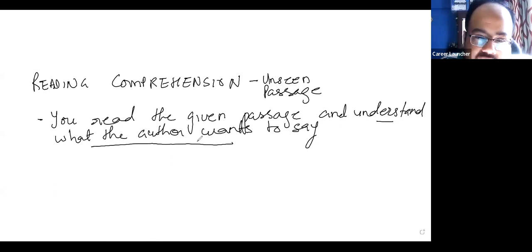See, the reason for this is very simple. Because if it were the individual perspective that mattered, then 10 different candidates would have answered questions in 10 different ways. But as all of you would know, there is only one correct answer to a question, and that correct answer is the one that is correct as per the person who has written the passage. So reading comprehension, from start to beginning, is from the perspective of the author. How we understand it has to be from the perspective of the author.